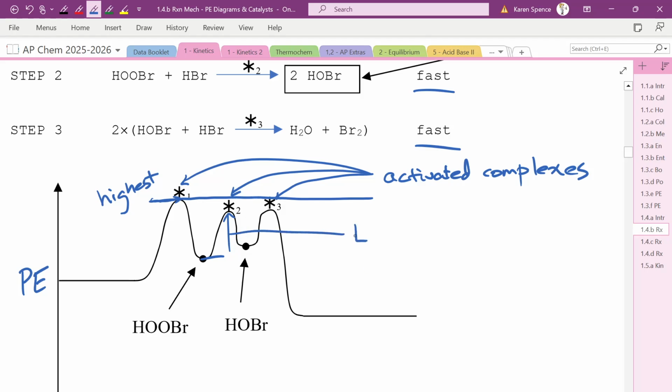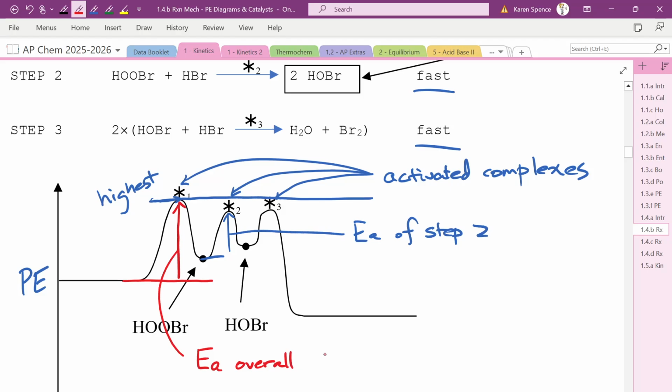So this would be the activation energy of step 2, because step 2 involves going from the intermediate to the second activated complex. But for the overall reaction, it's always from the reactants to the highest peak.